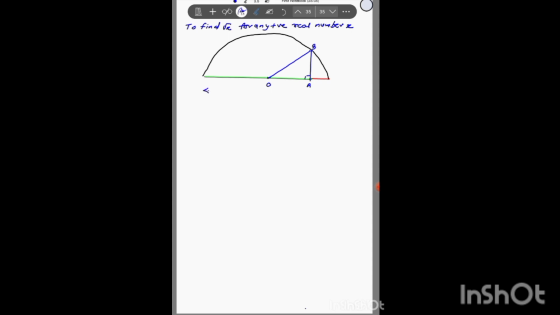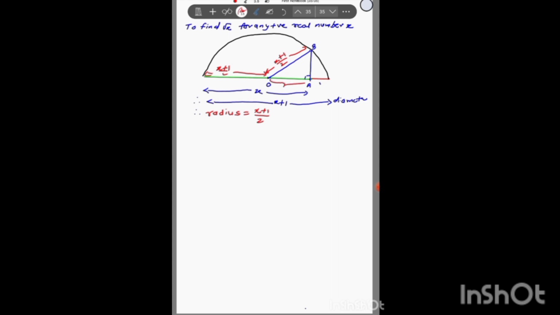Now if you see, this is x which we have drawn, and this is the 1 centimeter extended part we have drawn. So x plus 1 is the diameter of the semicircle. Have you seen this? If this is the diameter, then what will be the radius? Radius will be half of this, x plus 1 divided by 2, of course. So this is also radii of the same circle, so this is also x plus 1 divided by 2.